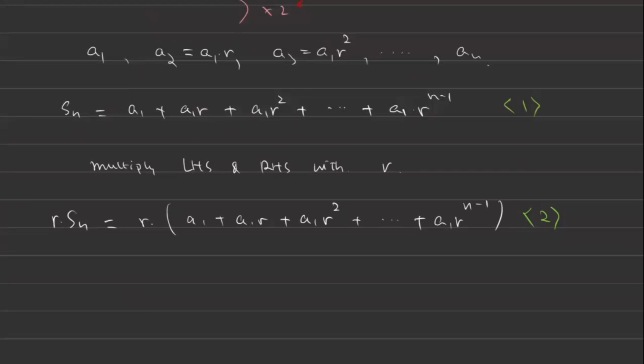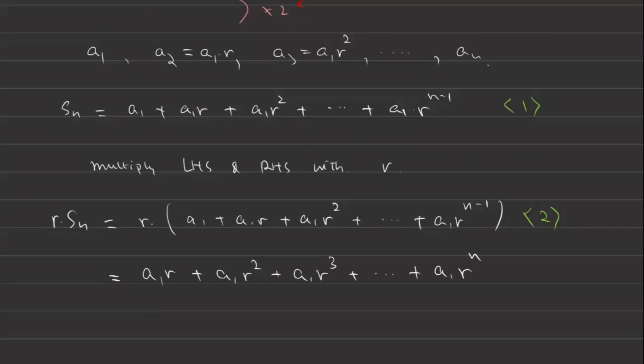And the reason I want to do that is because some terms in the middle get canceled out. So what I mean by that is this. This r here in the beginning of the right-hand side of the equation, we can distribute into the parentheses. So what that's going to give us is a1r plus a1r squared plus a1r to the power 3 plus dot dot dot plus a1r to the power of n.